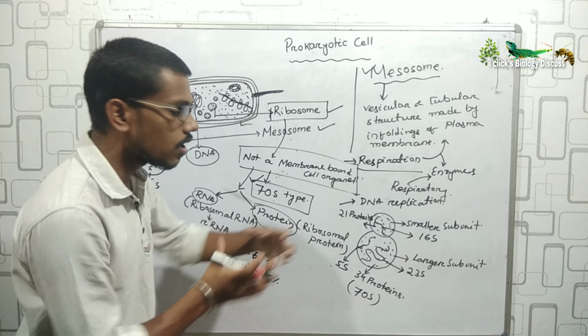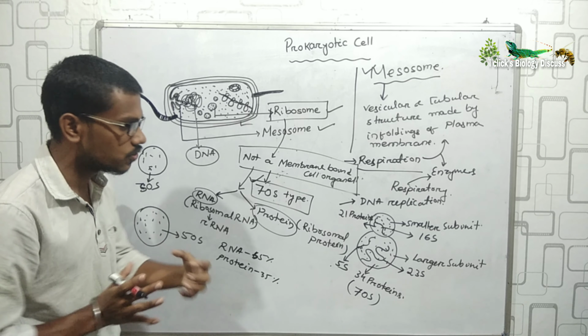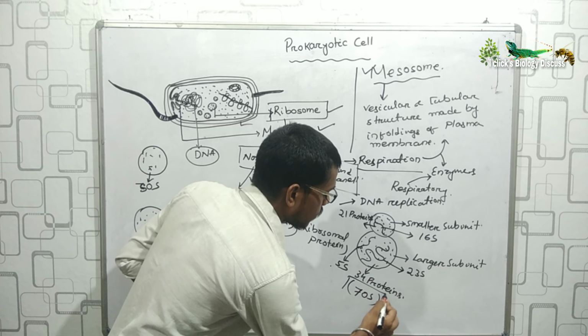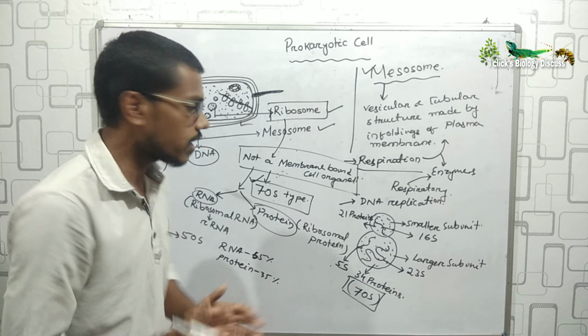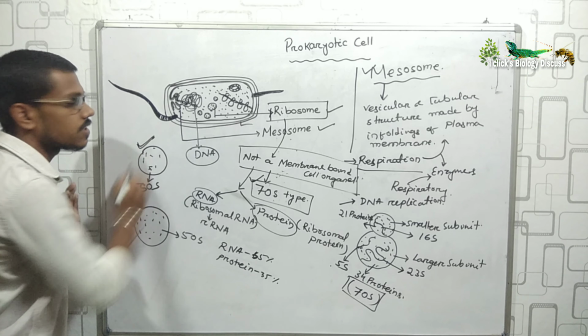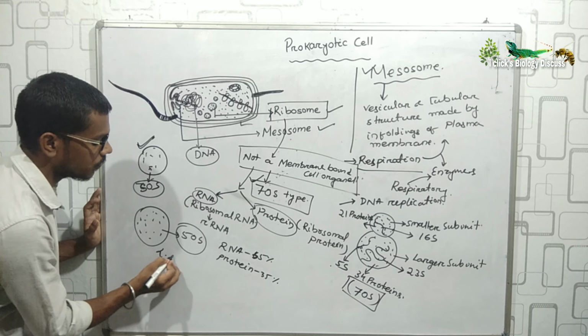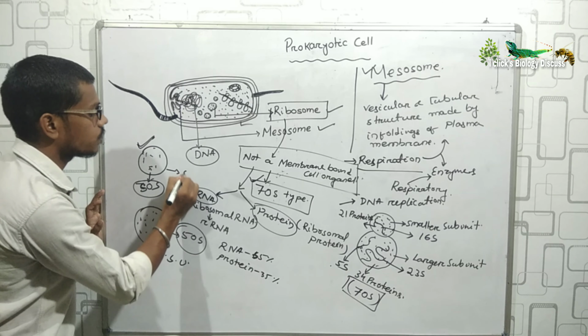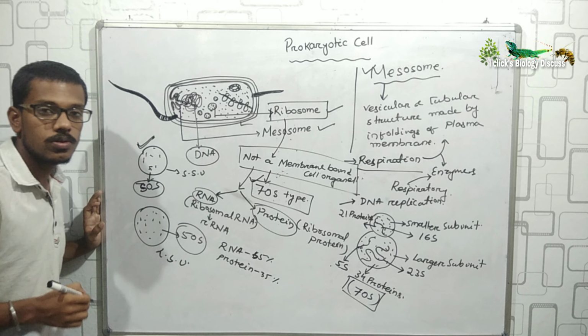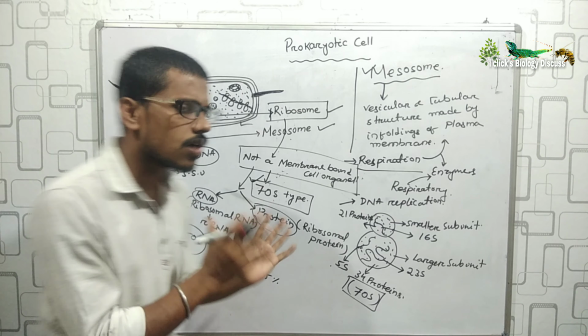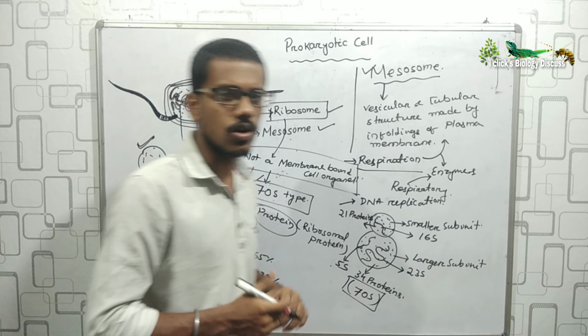Okay, when both of the subunits, smaller and larger, join, at that situation the sedimentation coefficient is 70S. Whereas individually, if you consider them, this is 30S and this is 50S. This is the larger subunit and this is the smaller subunit. Okay, so this is the overall structure of a ribosome.